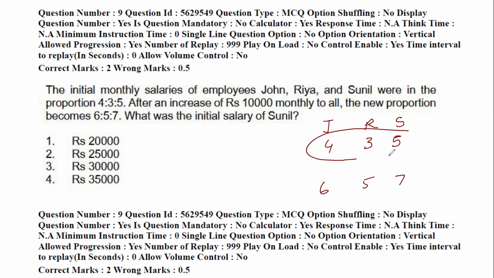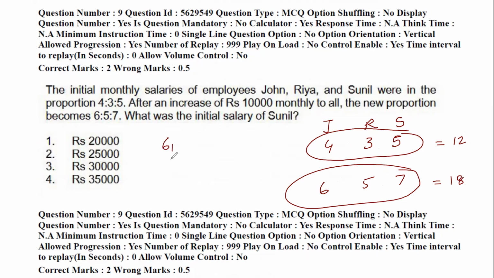So if you add up all these parts, you get what? 12 parts. You add up all these parts, what do you get? 18 parts. And 18 parts includes the extra 10,000 of each of them. So 12 parts plus 30,000 is equal to 18 parts. So you can say that extra 6 parts is equal to 30,000, 10,000 for each of them, right? Therefore, one part is equal to 5,000.